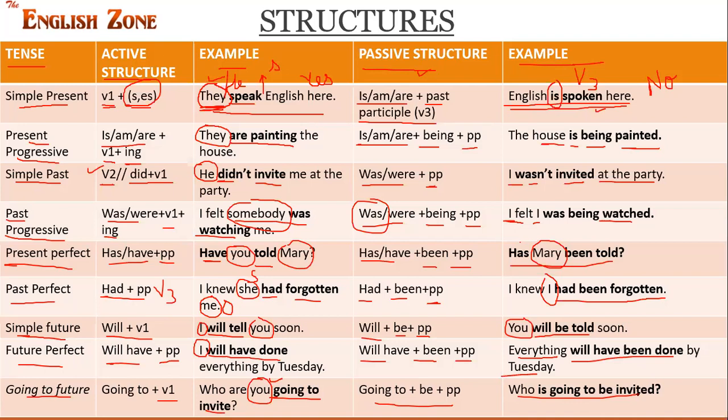So this is the main difference between active and the passive structure. In case of active, doer of the work is present. In case of the passive, doer of the work is absent. Doer of the work means काम करने वाला person. जो काम करने वाला person है वो present है, और दूसरे में जो काम करने वाला person है वो present नहीं है.